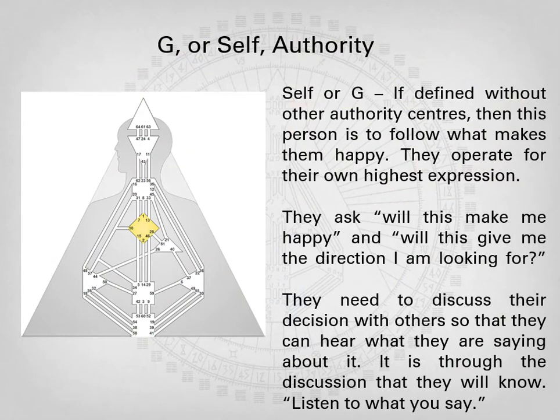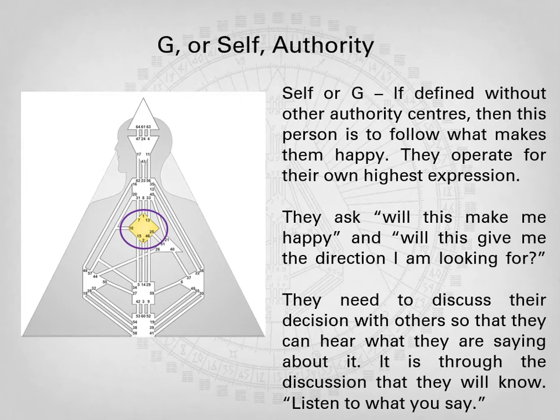As we work through the hierarchy of inner authorities, the next centre we come to is the G centre, the diamond in the middle of the body graph. If you have this centre defined without the other authorities we've already looked at, then you have self or G authority, and you will be a projector, using your inner knowing of what makes you happy to help you make decisions. You will ask yourself, will this make me happy? Will this take me in the right direction? Because the G is the centre for love and direction.